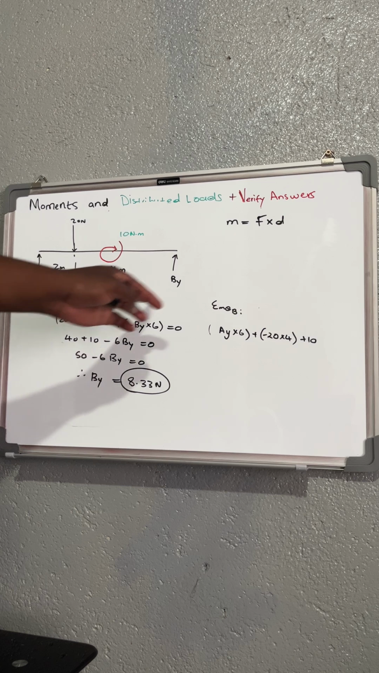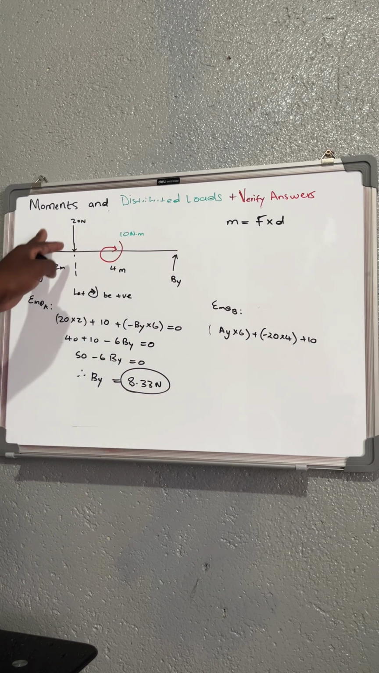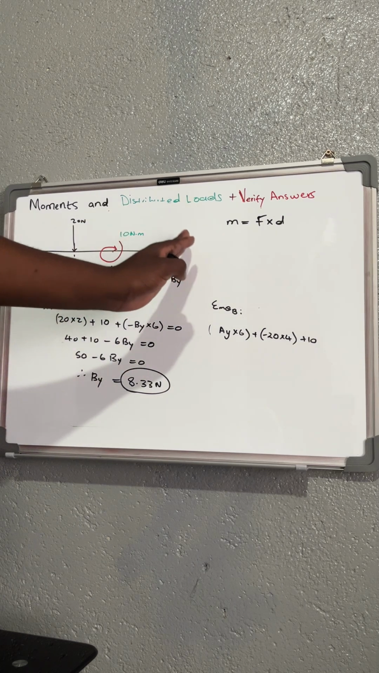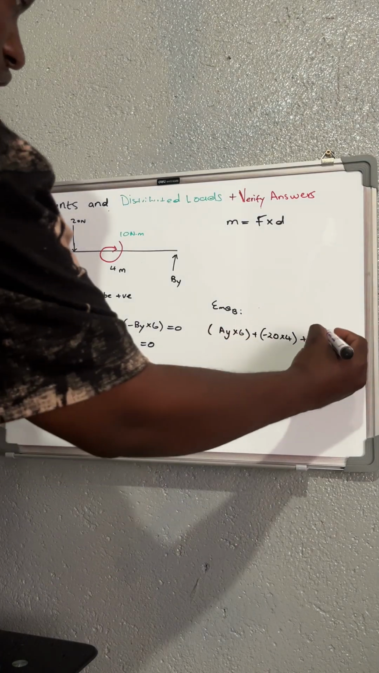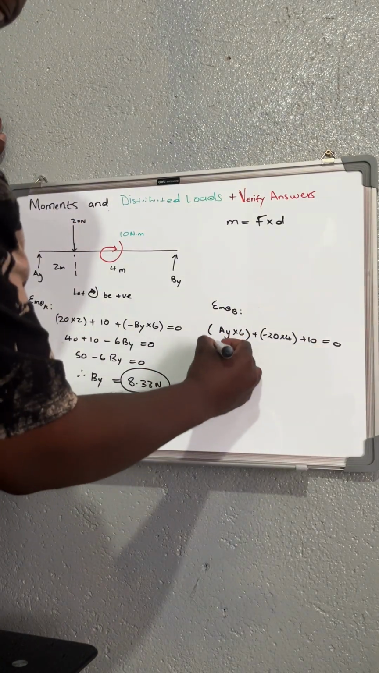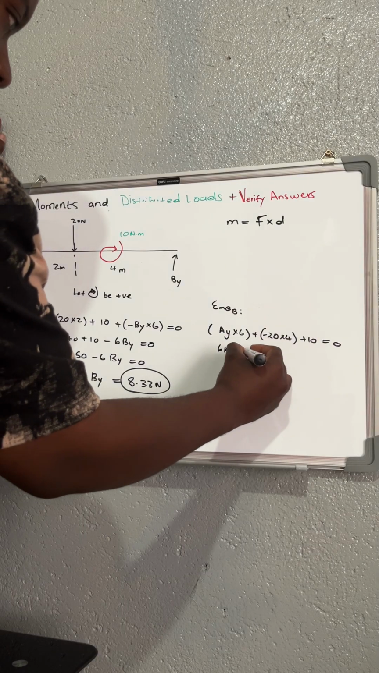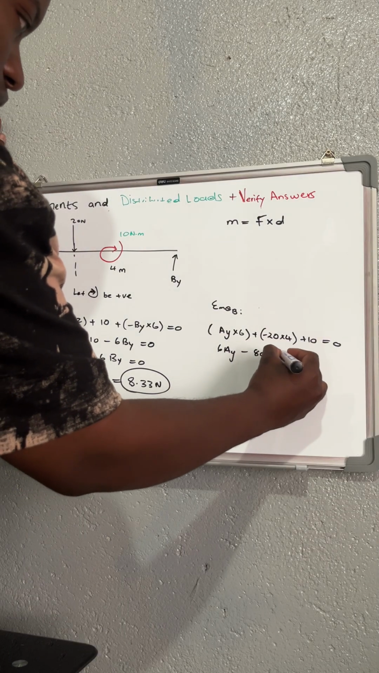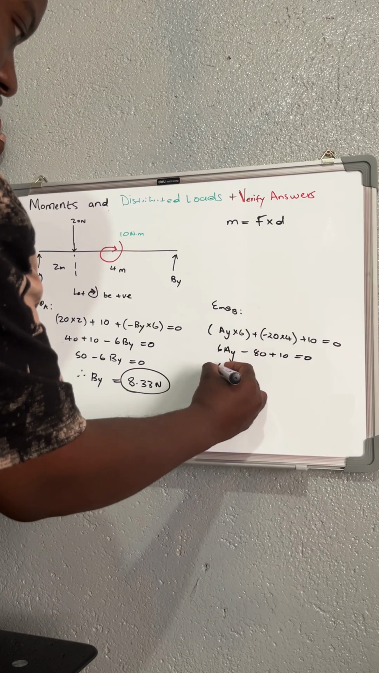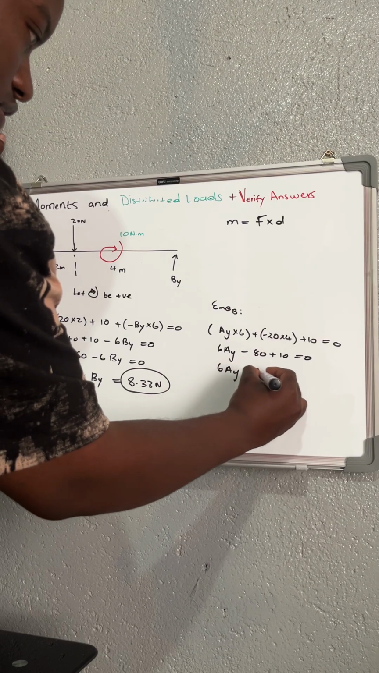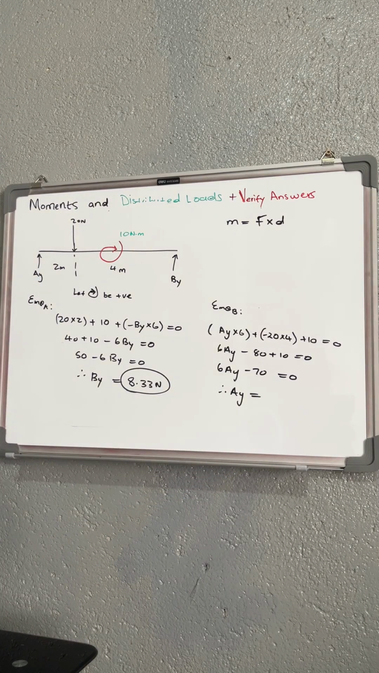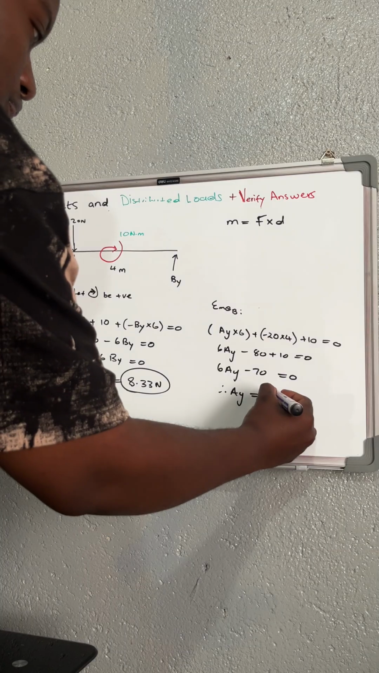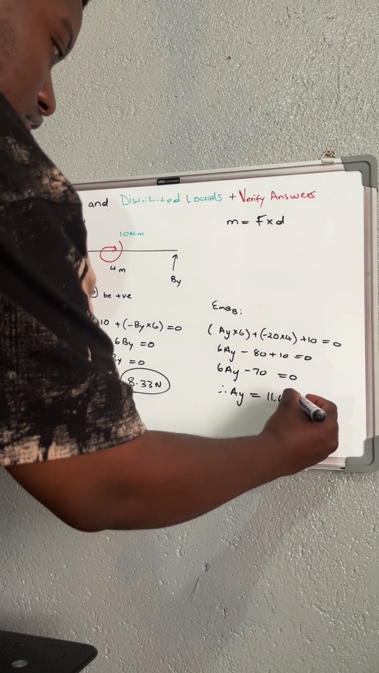Remember, this one we are just pretending or taking it as if it's acting along all this plank, and it's already worked out for you, so you don't have to stress about that one. So you have your 6AY minus your 80 plus your 10 equals 0. You have your 6AY minus 70 equals 0. Therefore, your AY would be your 70 divided by 6, which gives you 11.67 Newton.